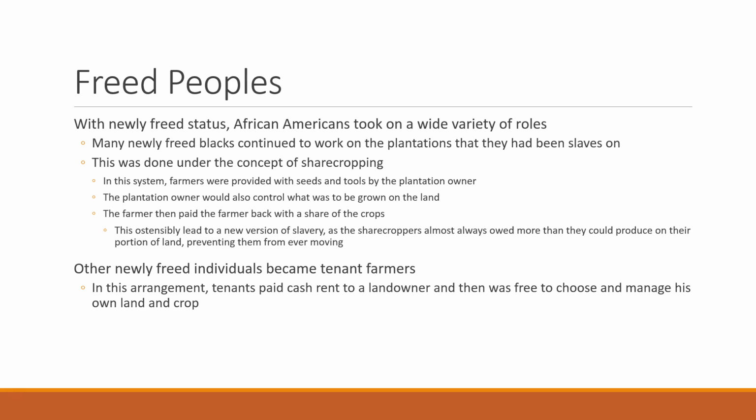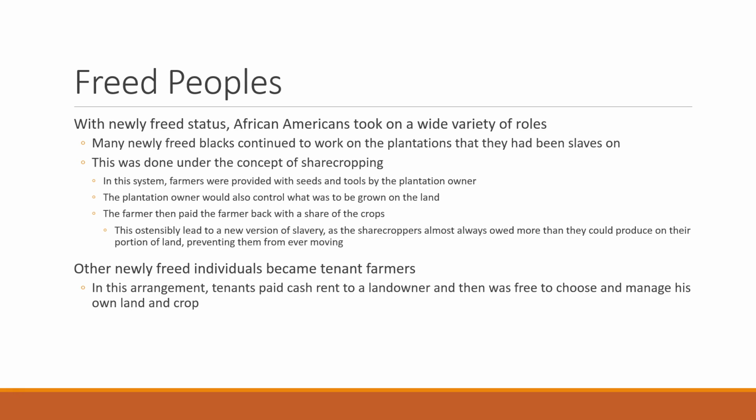So the next year when that farmer goes to farm again, he needs to borrow seed and tools again, and he's going to pay that interest. This is a way of keeping them in perpetual debt in order to ensure that they're going to continue to work on that land, which really is another system of slavery.